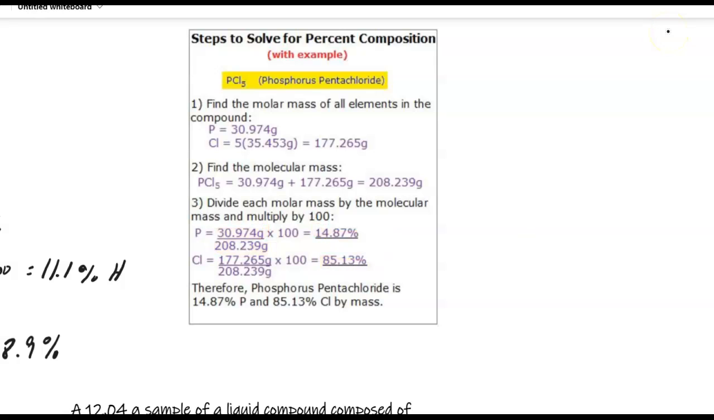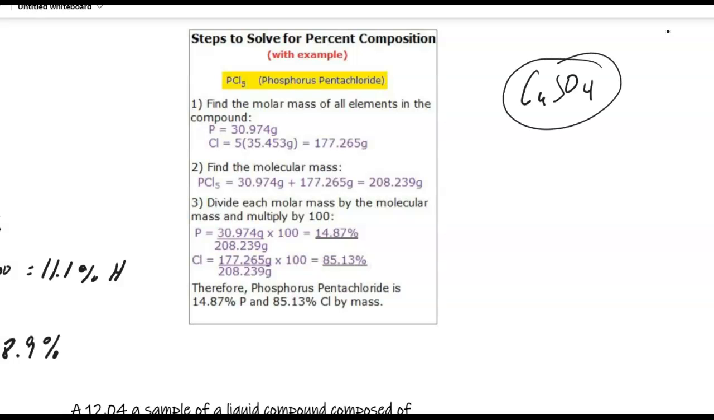But if we have a different chemical compound, like for example CuSO4, you have to get at least two of the percentages before you could go ahead and subtract and get the last percentage.